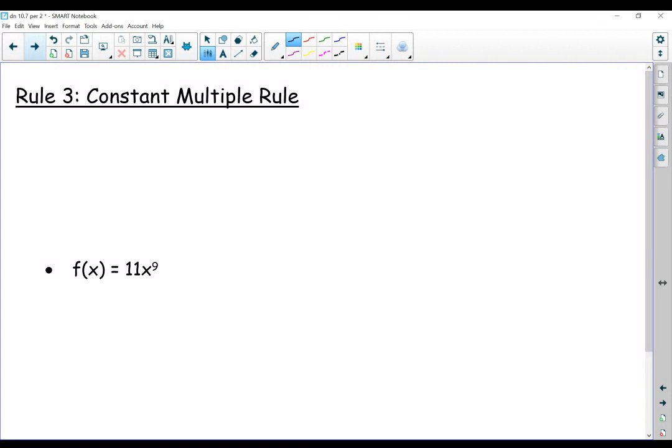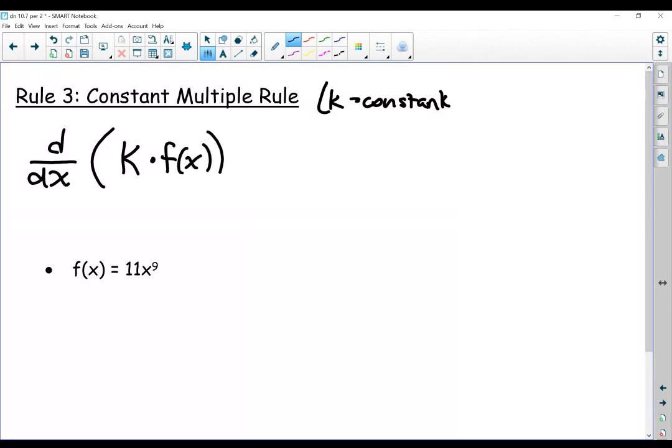Now the constant multiple rule is going to be our third rule here. The constant multiple rule is talking about when we have a vertical stretch to a function. So let's call k a constant. And let's say we're taking the derivative of k times some function. So we have vertically stretched that function by a factor of k. If we vertically stretch a function, we have stretched the rise without stretching the run. That's going to stretch the slope. So all the slopes are going to be multiplied by factors of k.